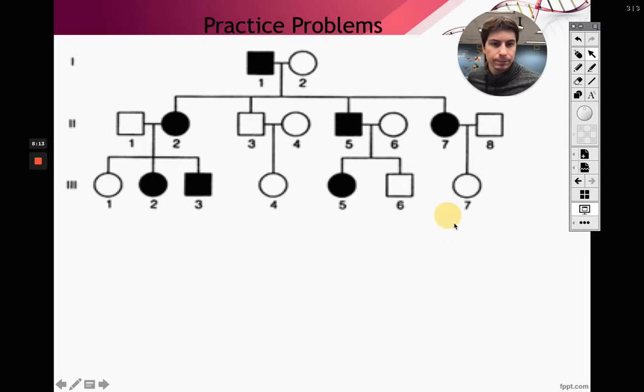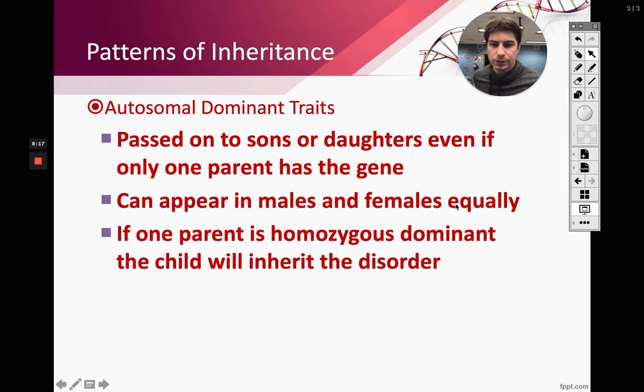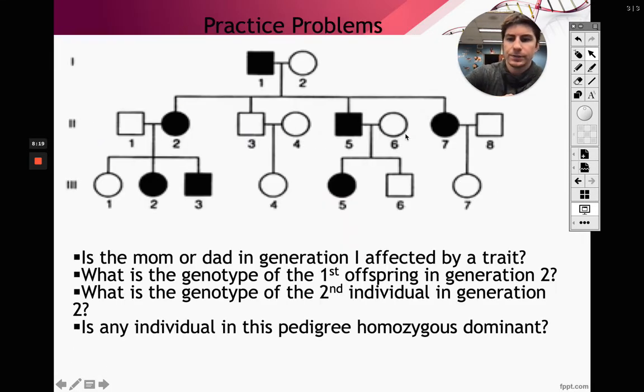All right. So here's a few questions. Here's a few questions for you guys. Is the mom or dad affected by trait in generation 1? Okay, obviously that's the dad. What is the genotype of the first offspring in generation 2? The first offspring in generation 2.